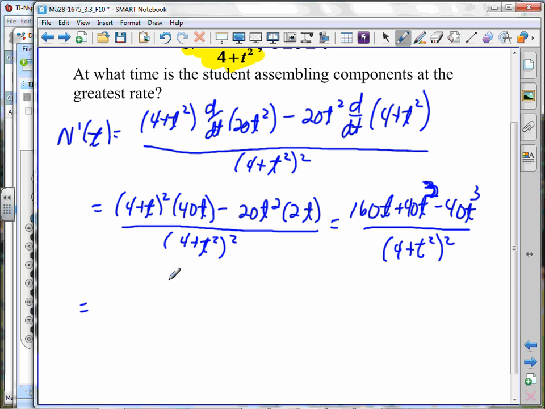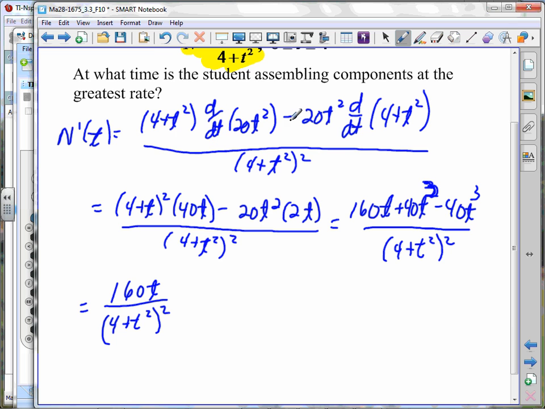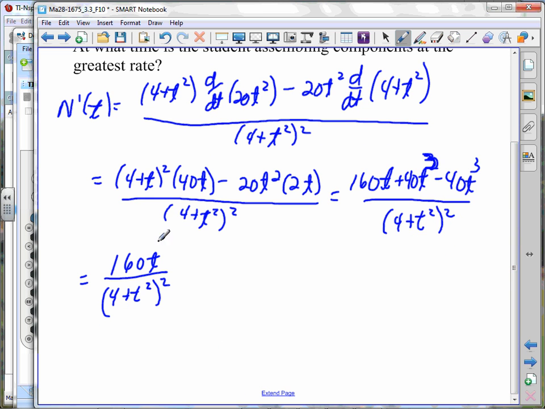Is that truly as nice as it is? By golly, it is. See how nice it is to go ahead and finish it up? Those 40t cubes cancel out. So this is going to tell me the rate at which components are assembled.